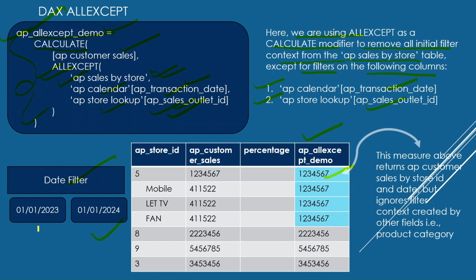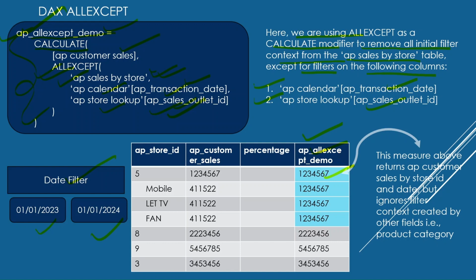If we change this filter, the context will be applied here. But if, suppose, there is another filter, named product category or any other filter associated with the AP sales by store table, those filter contexts will not be applied during the calculation of the AP all except underscore demo measure.